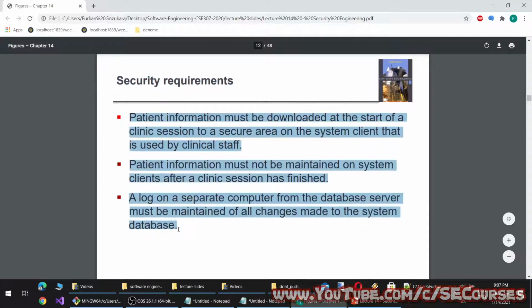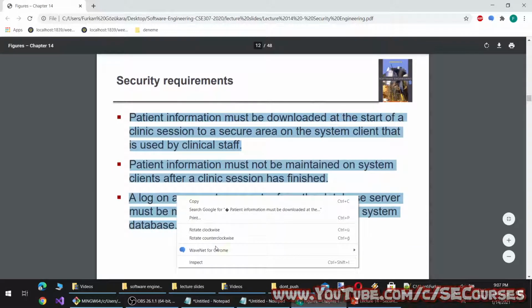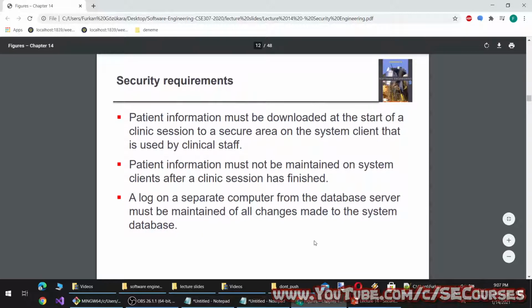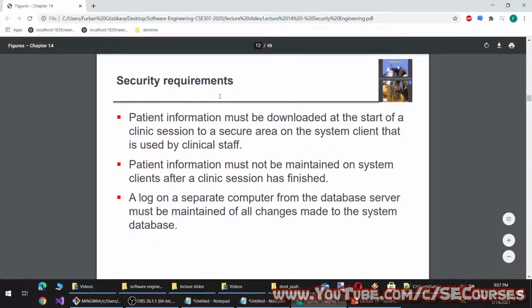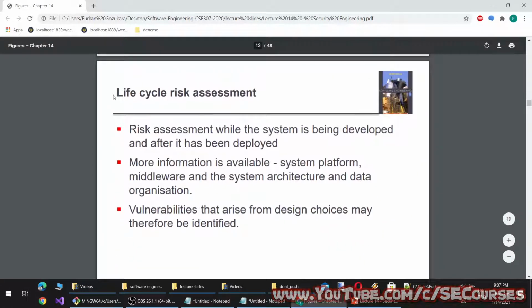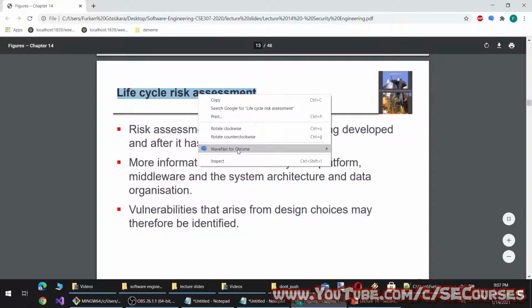Security requirements. Patient information must be downloaded at the start of a clinic session to a secure area on the system client that is used by clinical staff. Patient information must not be maintained on system clients after a clinic session has finished. A log on a separate computer from the database server must be maintained of all changes made to the system database. Okay, so these are the security requirements of such a system.